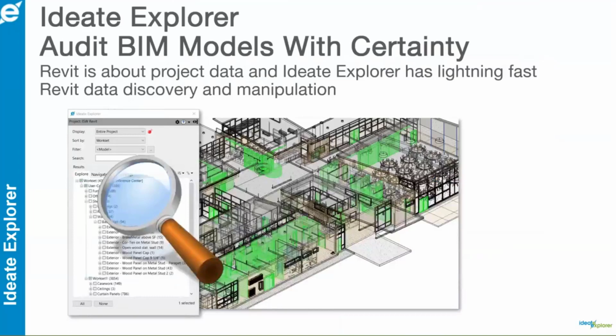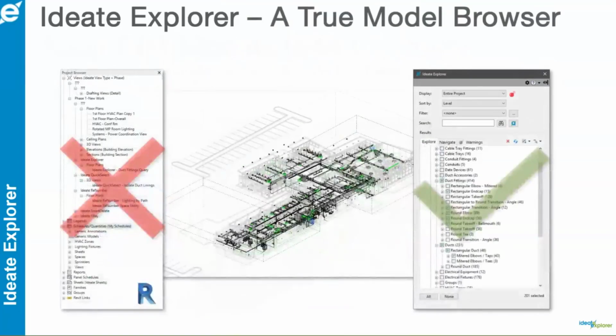Okay, so Ideate Explorer is all about auditing and understanding your Revit model. It is a model browser as opposed to a project browser. So what do I mean by that? Well, the project browser shows me items that could potentially be in my Revit project, right? So if I load 100 families, they're shown in the project browser, but that doesn't necessarily mean that I've used all 100 families in my project, right? That I don't have any maybe instances of the families.